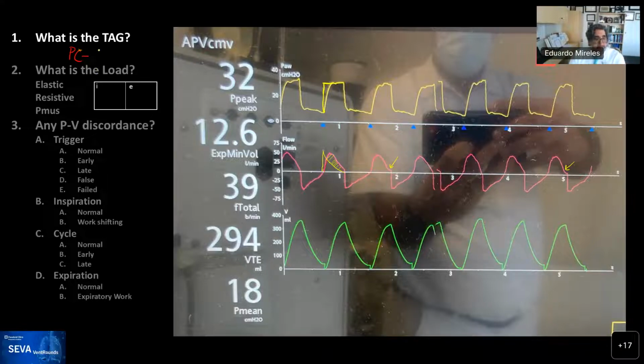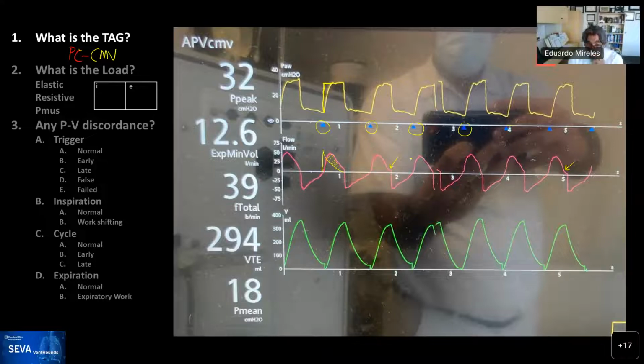Then every single one of you agreed that this was CMB, so that means that all breaths are mandatory. And you have here the markers that the breath is actually patient triggered. So the patient triggered all the breaths, every single one of them. However, the next question is: is this time cycled or is this patient cycled?